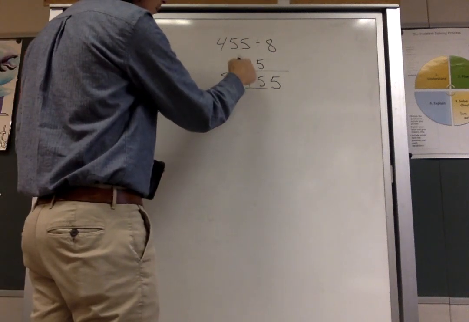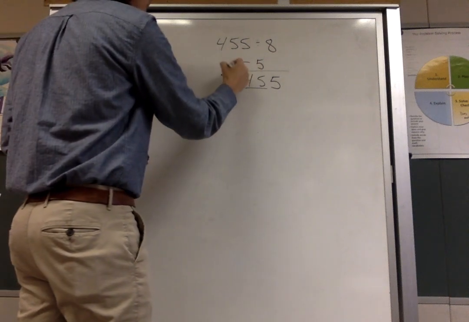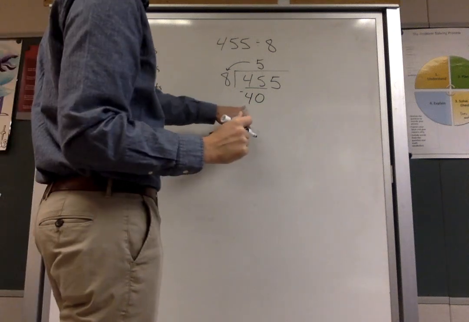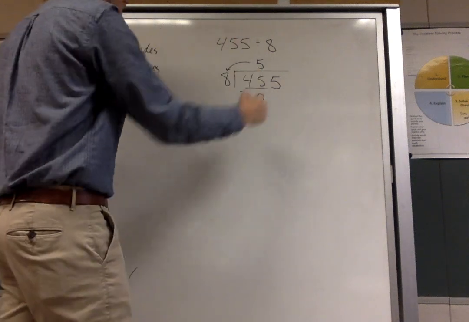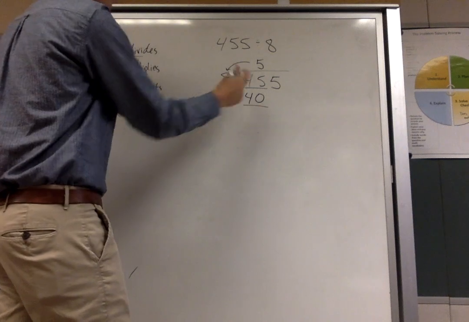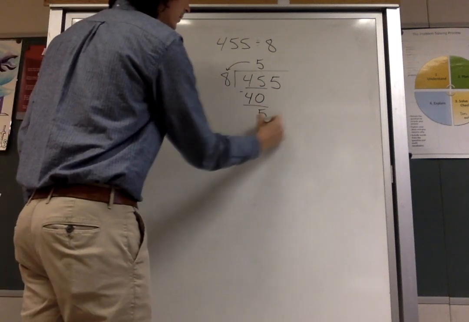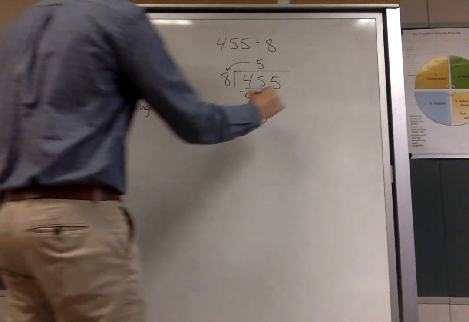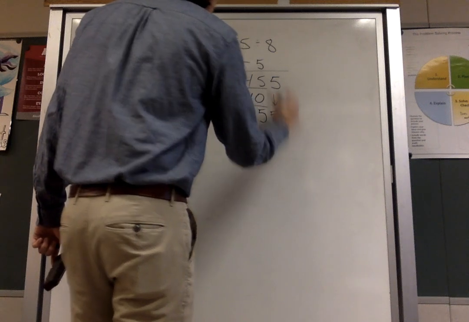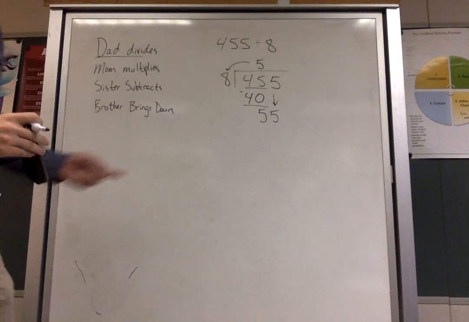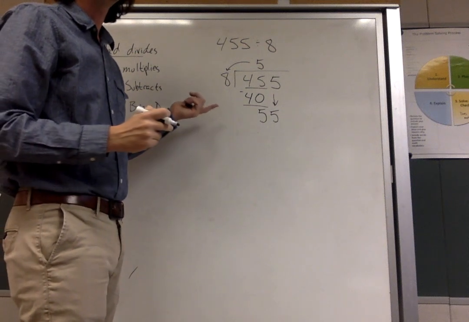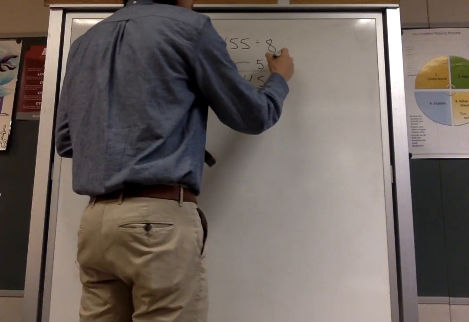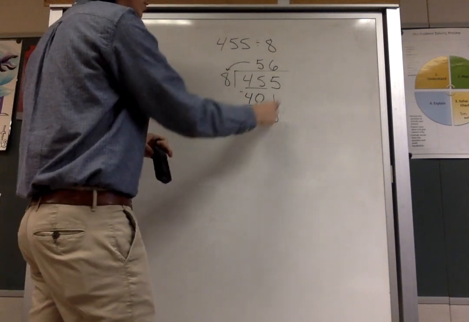So after dad divides, mom multiplies. 5 times 8 is 40. Now remember, this isn't actually 40. This is representing 400, just because of our place values. But 45 minus 40 gives us 5, so that's the sister subtracting. After sister subtracts, we go to brother bring down. Bring down this 5. Now how many times can 8 go into 55? Well, I know 8 times 7 is 56, so I don't have 56 here, so it's got to be 6 then. So 8 goes into 55 6 times.